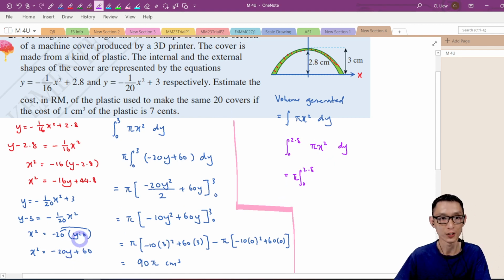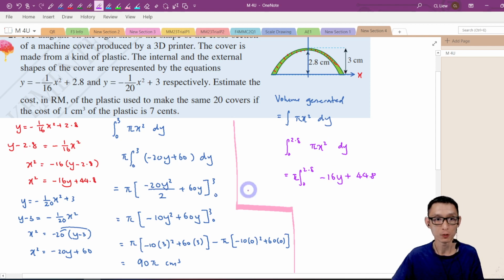Okay, sorry, not this one. Should be this one. Inside one is 2.8, right? The y-intercept, so should be this one. Negative 16y plus 44.8. So remember, this one you don't have to square anymore because this is already x squared. You don't have to square this whole thing anymore. Just copy it.